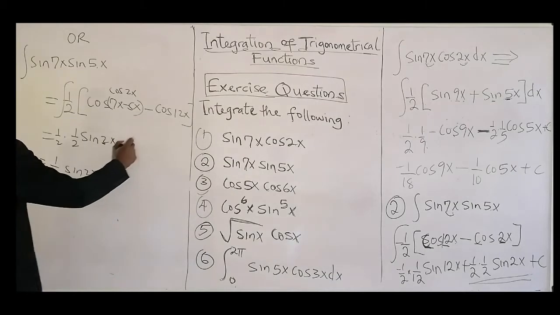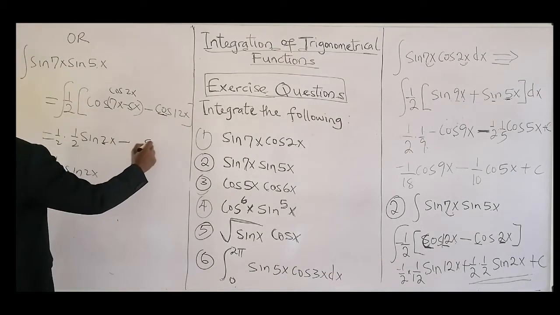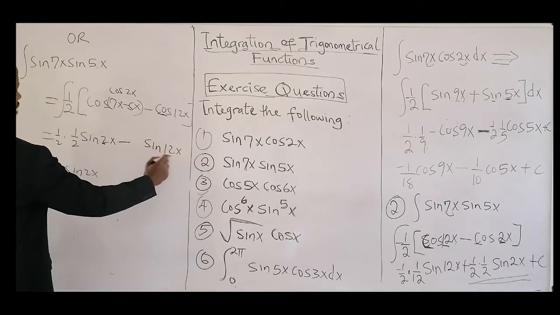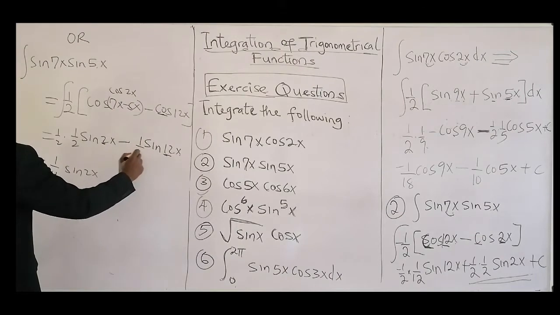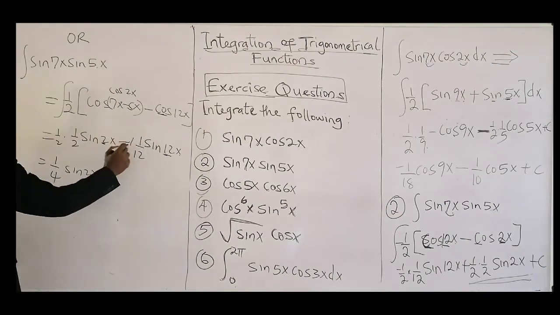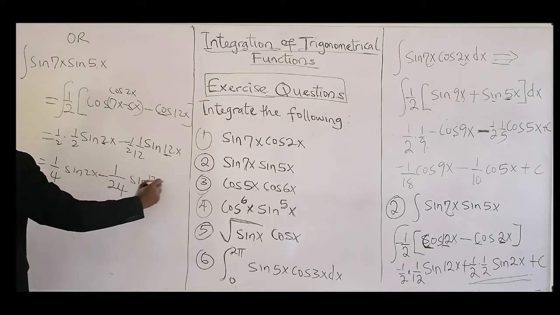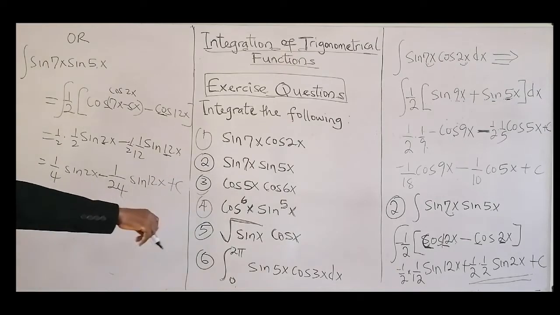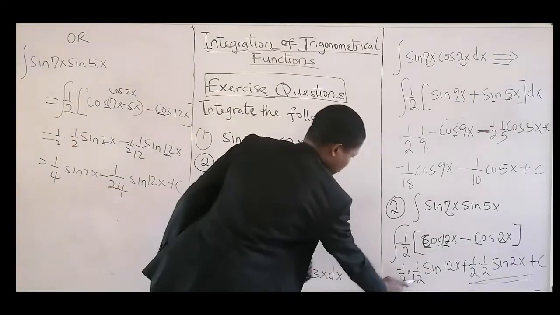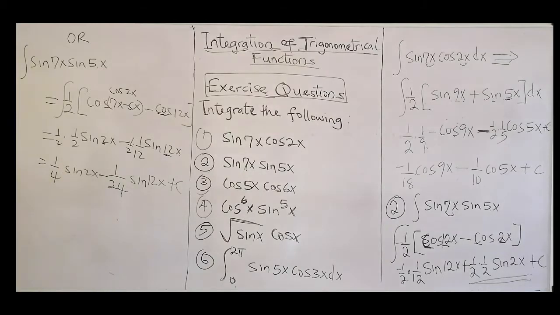Then the other one, minus. The integral of cos here is sine 12x, divided by the attachment to the variable, 1 over 12, and that's 1 over 2 outside. So 1 over 2 times this. So that's minus 1 over 24 sine 12x plus c. Check that one also: 2 times 12, that's 1 over 24, plus c.